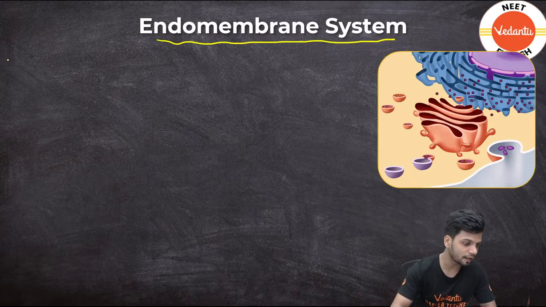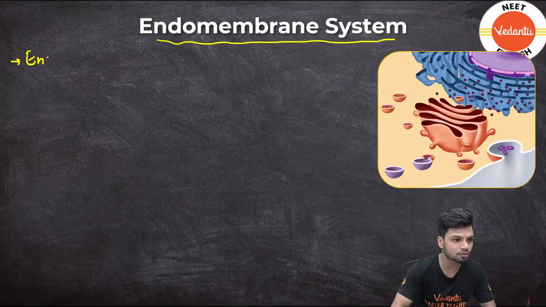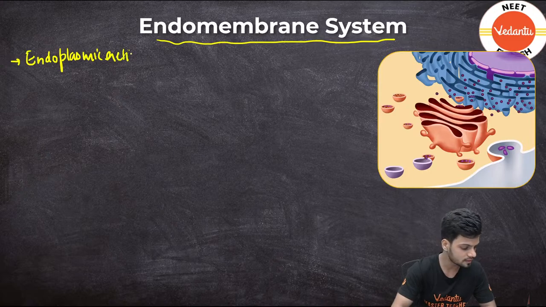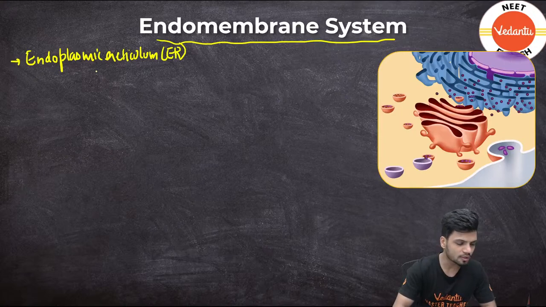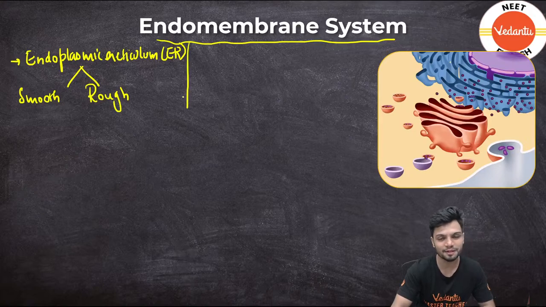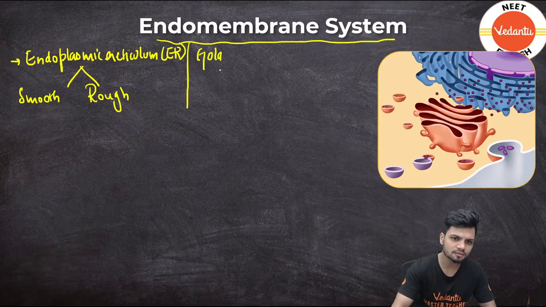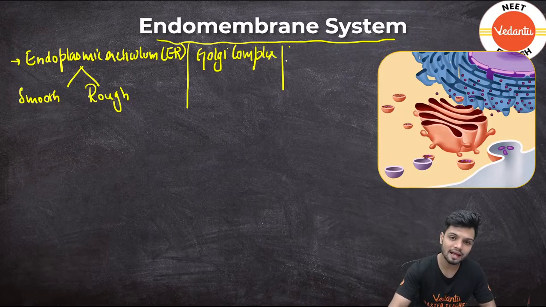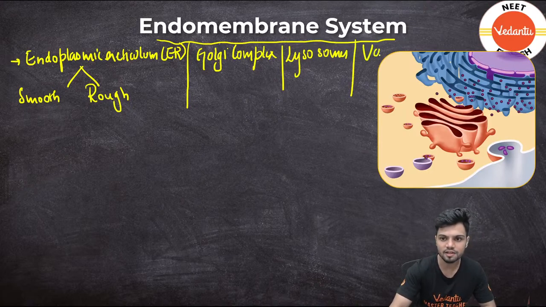The first organelle in your endomembrane system is your endoplasmic reticulum, also called the ER. In the endoplasmic reticulum, we have two types, smooth as well as rough. Then we also have the Golgi complex. Apart from the Golgi complex, we have lysosomes, the suicidal bags. Apart from lysosomes, we also have the vacuoles.